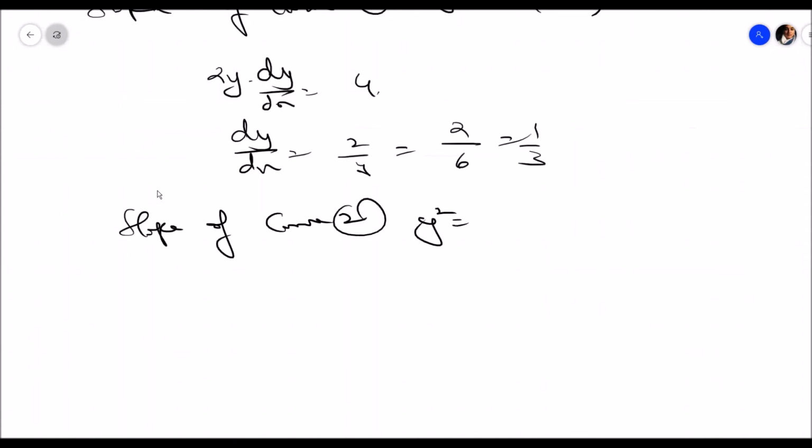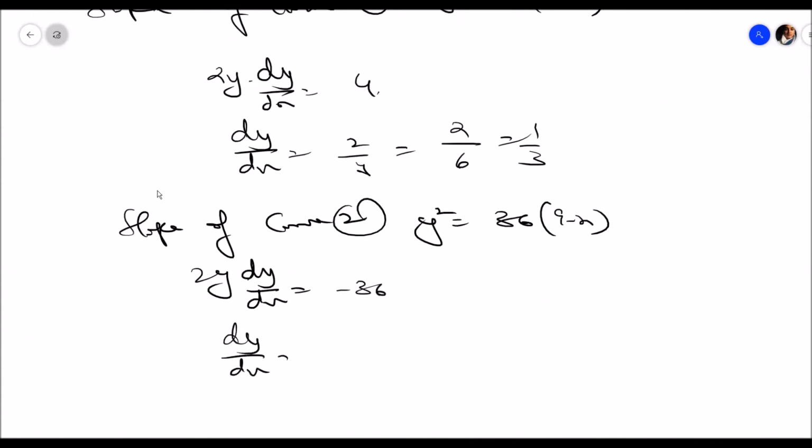Okay, what is curve 2? Y square is equal to 36 into 9 minus x. So again 2y dy by dx is equal to 36 into 9's derivative is 0, and then that is minus 36. So dy by dx is nothing but minus 36 by 2y, nothing but minus 36 by 2 into 6. Let me just check, 2 gets cancelled and then you're left with 36. Okay, so basically this is 36. I'm sorry for that mistake. So that will be minus 3.